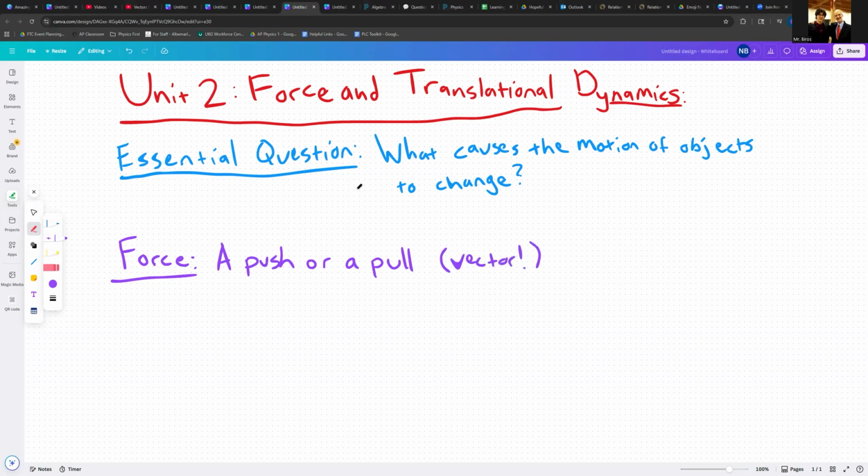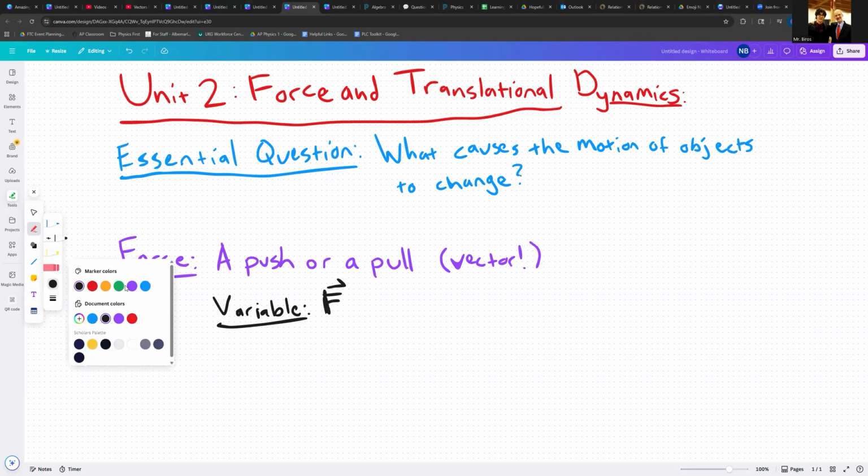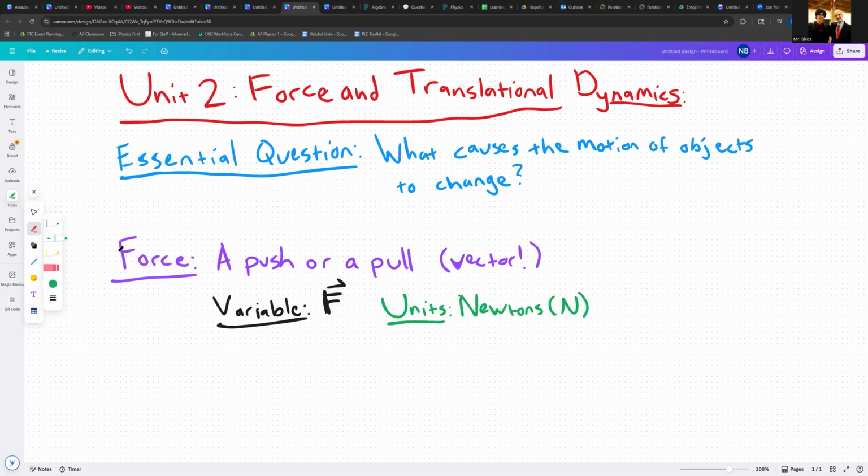We'll get into some variables and specific types of forces pretty quickly here, but we'll put down a general variable for this. So F for force, capital F with a vector sign above it because it is a vector. That's our variable for force. And the units that we'll be using are newtons.